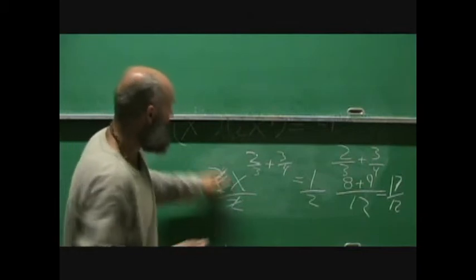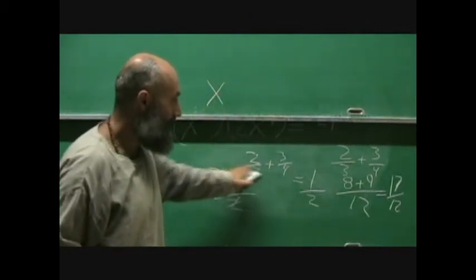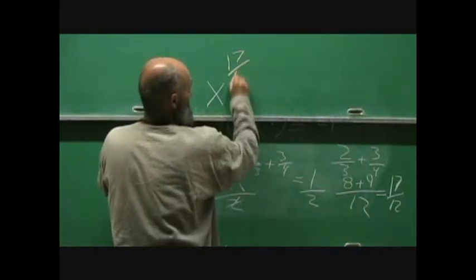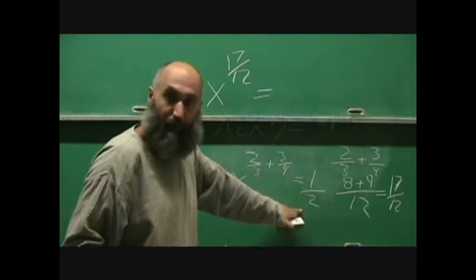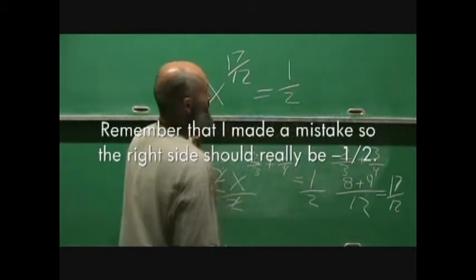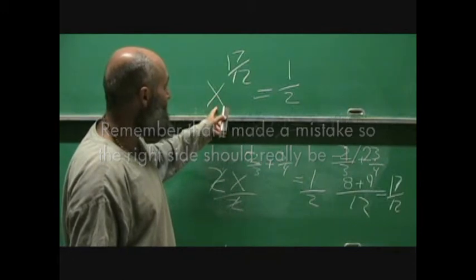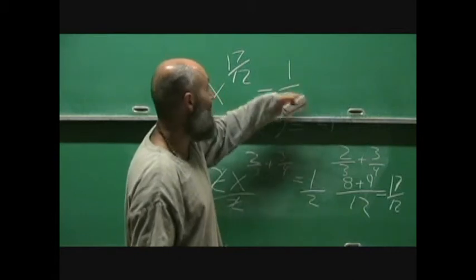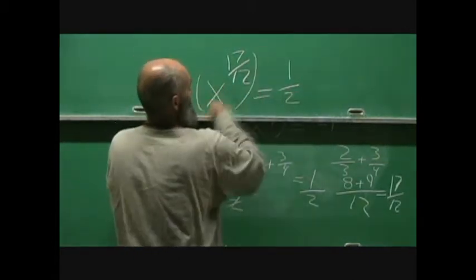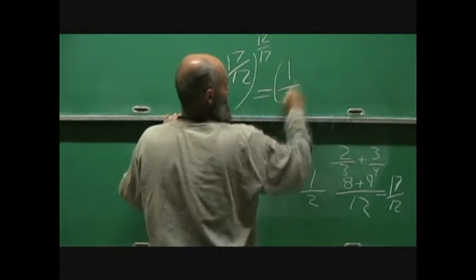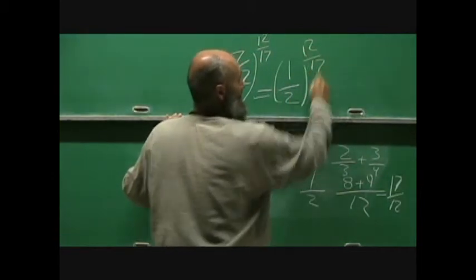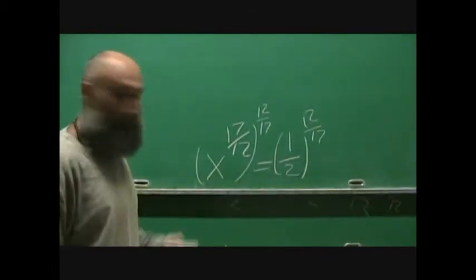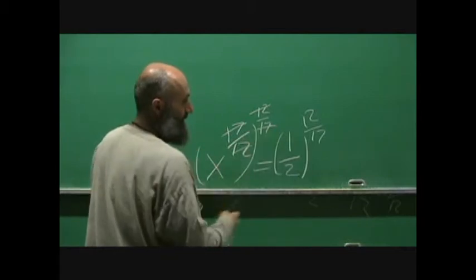So what we have here now is x to the power of 17 over 12 is equal to 1 over 2. Right? And the way you get the x by itself now is you take this side to the power of 12 over 17. That means you have to take this side to the power of 12 over 17. Right? Let's bring this down a little further. So the way it works is 12 kills a 12, 17 kills a 17.